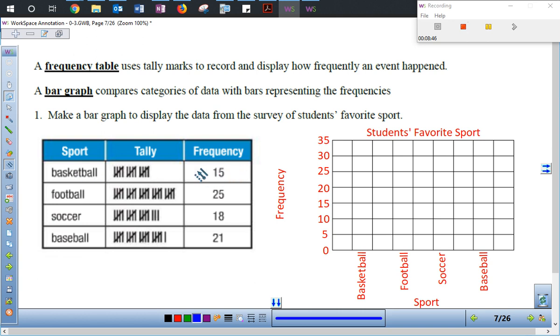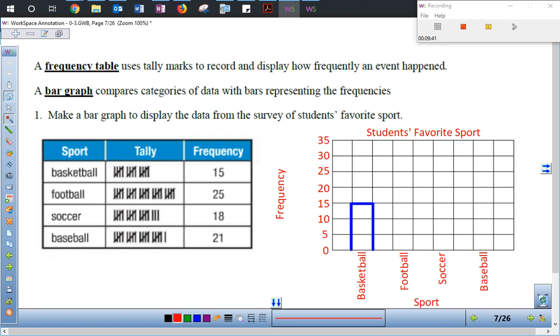So 15 students said, you know what, basketball is my favorite sport. So I'm going to come over here to basketball. This column represents the students who said basketball is their favorite sport. And I'm going to go up to 15, and do not freehand this. We want this as neat and nice as possible. I'm going to find 15, and I'm going to use my straight edge to draw a line over that segment. Then I'm going to use my straight edge to connect it straight down on each side. So it should look something like that.